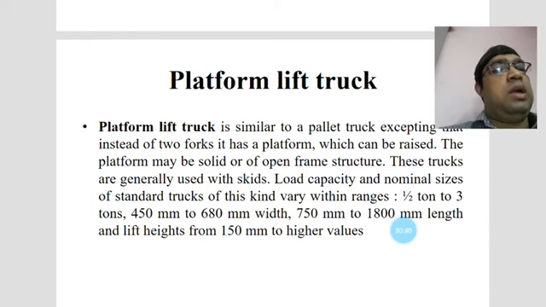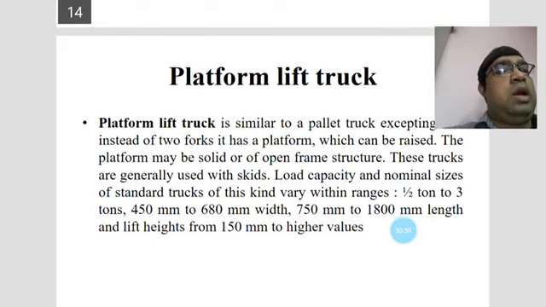And these trucks can easily transfer different types of skids. With the support of these skids on the platform lift trucks, your materials can be easily handled on the platforms.